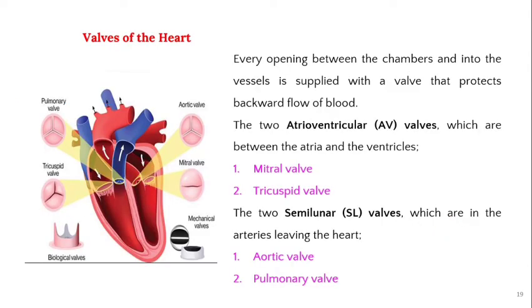So now let's go to the valves of the heart. Every opening between the chambers and into the vessels is supplied with a valve that prevents backward flow of blood. The 2 atrioventricular or AV valves, which are between the atria and the ventricles, are the mitral valve and the tricuspid valve. The 2 semilunar or SL valves, which are in the arteries leaving the heart, are the aortic valve and the pulmonary valve.